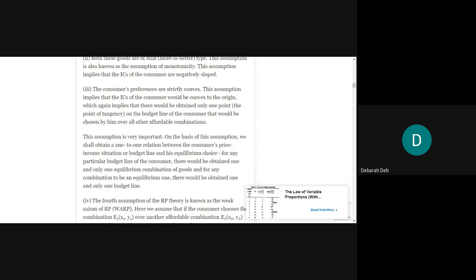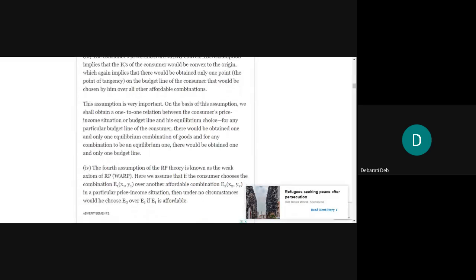This assumption is very important. On the basis of this assumption, we shall obtain a one-to-one relation between the consumer's price-income situation, or budget line, and his equilibrium choice. For any particular budget line of the consumer, there would be one and only one equilibrium combination of goods, and for any combination to be an equilibrium one, there would be one and only one budget line. So that is what we will have to follow.